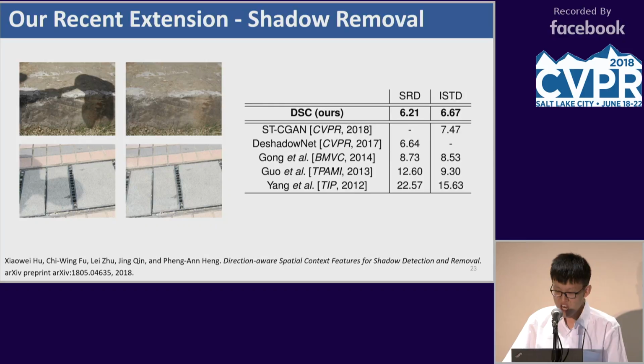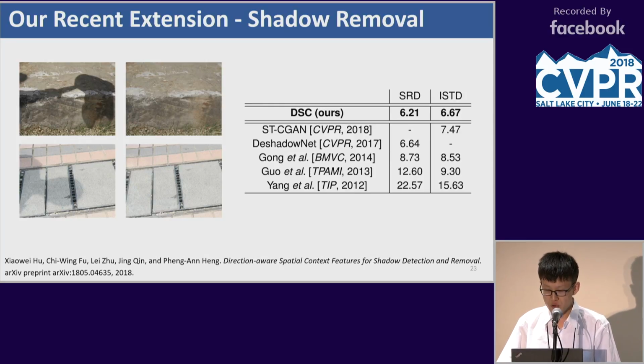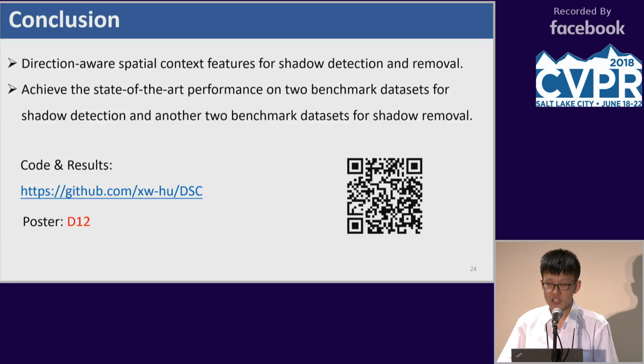Furthermore, we can adopt our network for shadow removal by predicting the shadow-free images, and also achieve the best performance on these 2 shadow removal datasets. You may find the results in this archive paper. In conclusion, we present the direction-aware spatial context features for shadow detection and removal. We also achieve the state-of-the-art performance on 2 benchmark datasets for shadow detection and another 2 benchmark datasets for shadow removal. Our code and the results have been released at the website.